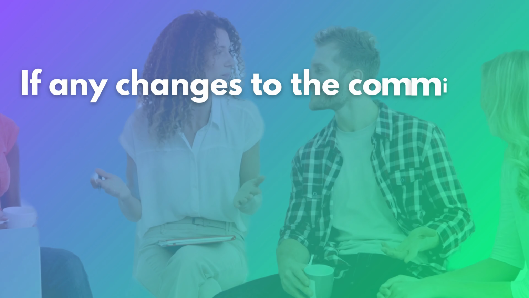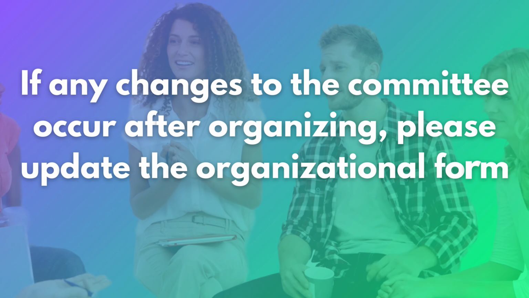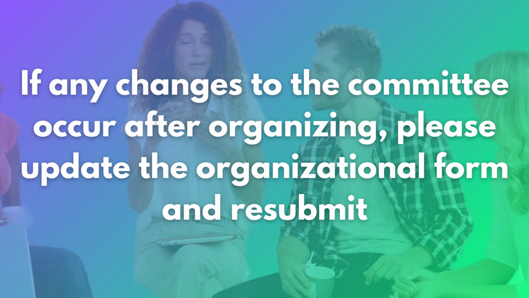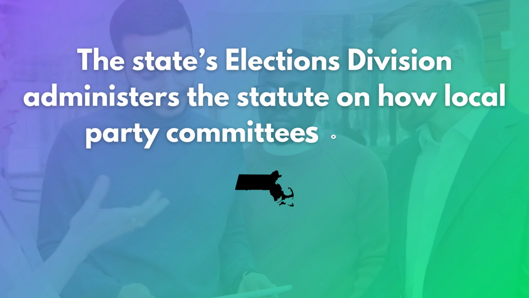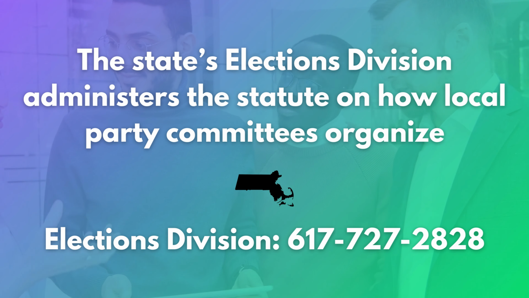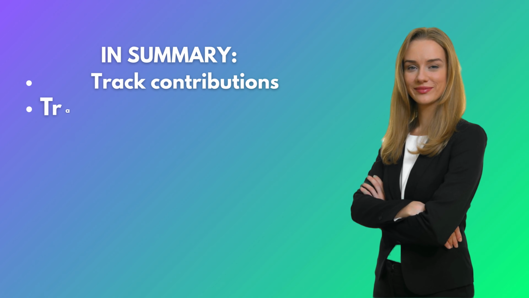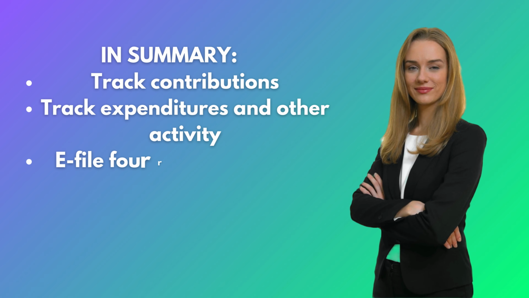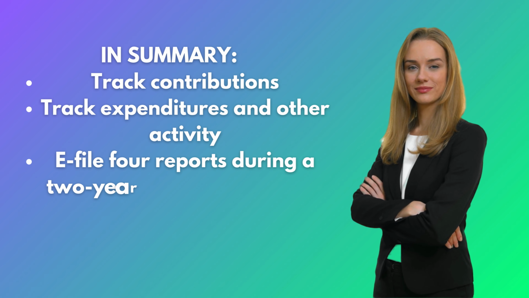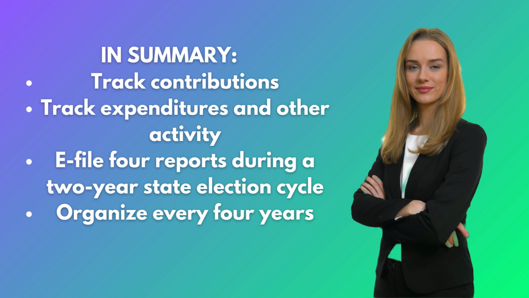If any changes to the committee occur after organizing, please update the organizational form and resubmit. The state's elections division administers the statute on how local party committees organize. In summary: track contributions, track expenditures and other activity, e-file 4 reports during a 2-year state election cycle, organize every 4 years.